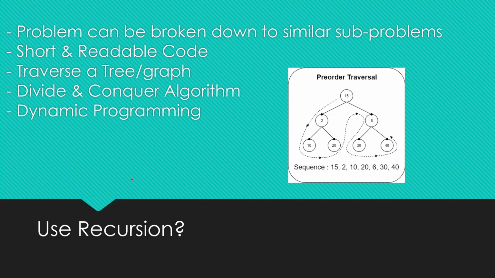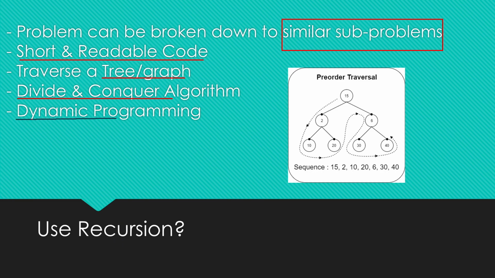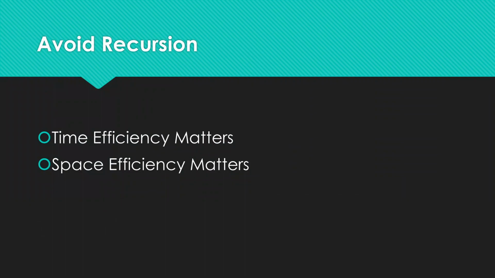So when do you use recursion? You use recursion when you can break down a problem into similar subproblems. Also, when you want to write short and more readable code. In traversing trees and graphs, you can only use recursion initially. Also, when implementing divide and conquer algorithms and when doing memoization using dynamic programming, you will need to use recursion. We will look at tree traversal, graph traversal, and these other algorithms much later in this course.